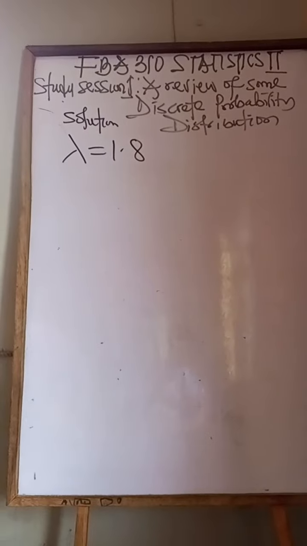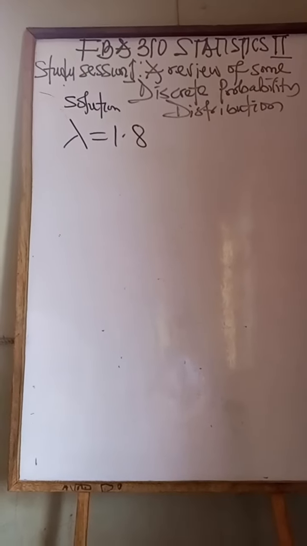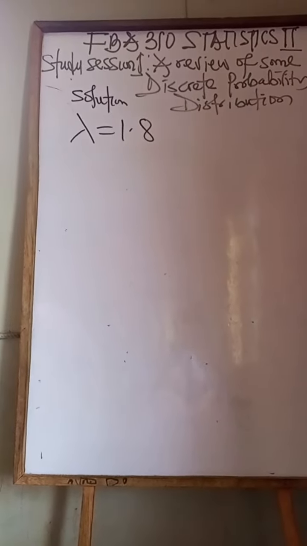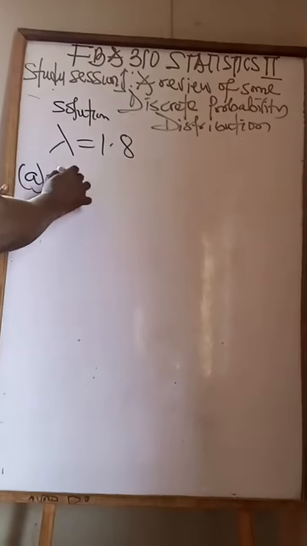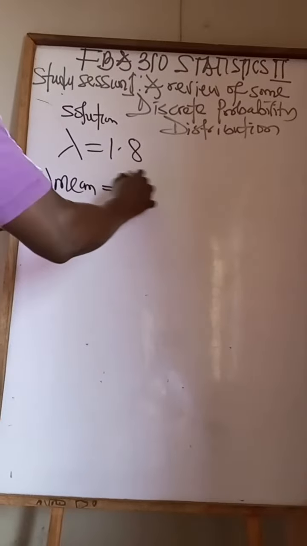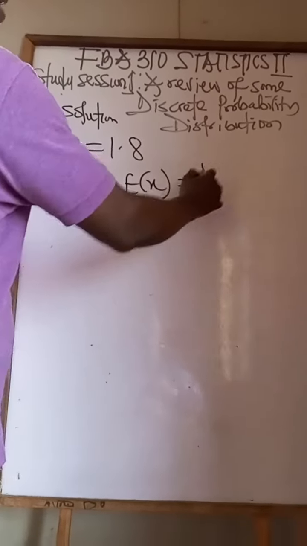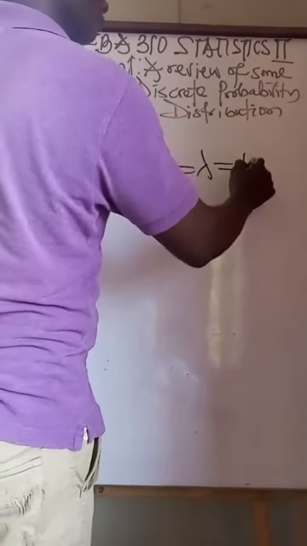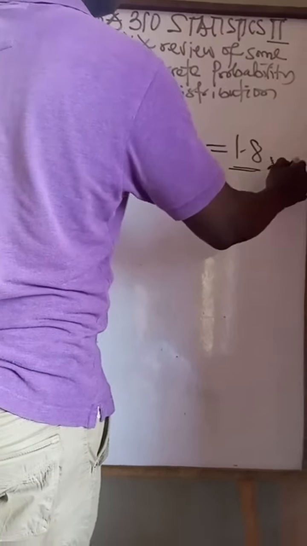If you are asked to find the mean, that's the first question. The mean of the random variable x. Don't forget, I told us that our mean, for the first question, which has the symbol E(x), equals lambda. And what's our lambda? Our lambda is 1.8. That's the answer.